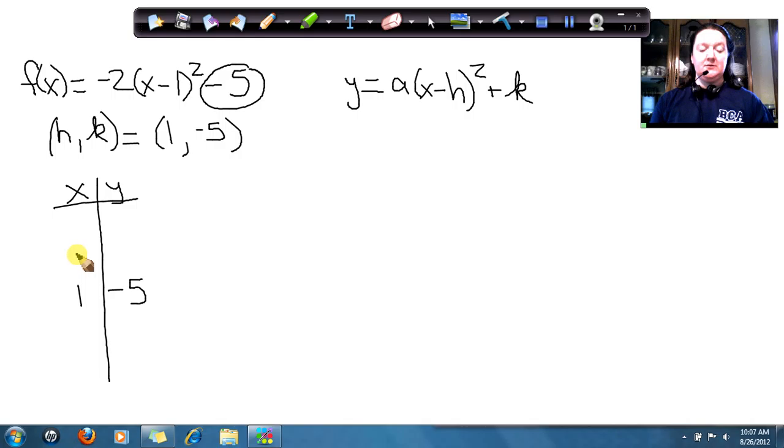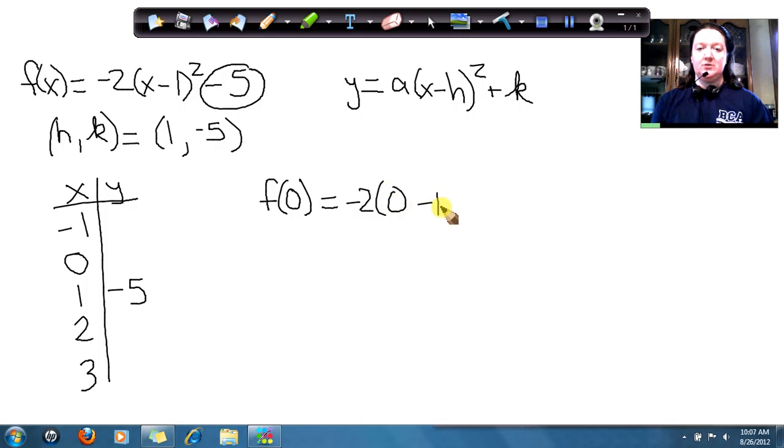So we want to subtract a value, go to 0, negative 1. Add a value and go to 2 and 3. So let's plug the value of 0 through our function. We're going to find f of 0. We're going to take negative 2 times (0 minus 1) squared minus 5.